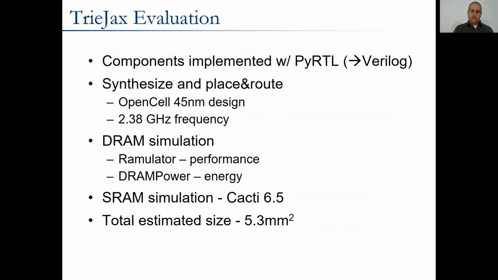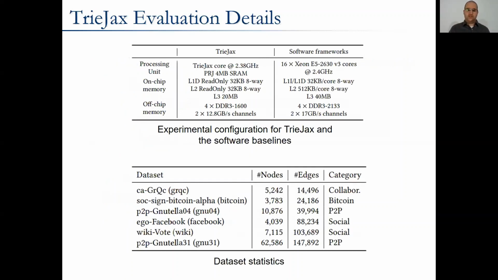For the TrieJax evaluation, we implemented the components in PyRTL and then compiled it to Verilog. We synthesized and used place and route using the OpenCell 45 nanometer library. And we got 2.38 gigahertz frequency. For DRAM simulation, we use Ramulator for performance and DRAMPower for energy. And for SRAM, we use Cacti 6.5. The total estimated size of our core is 5.3 square millimeters. These are the TrieJax evaluation details. I'm not going to focus on that.